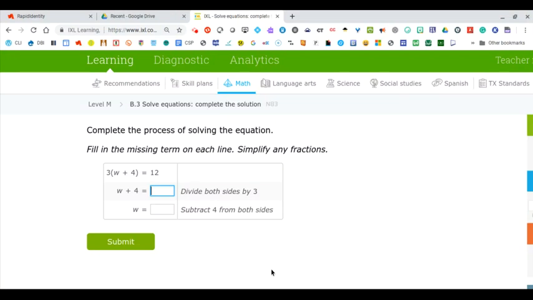Okay, class, for this session, I'm just going to guide you through some of the samples here. For this one, you see here, it said divide both sides by 3. So 12 divided by 3 will be 4. And then subtract 4 minus 4 will be 0.